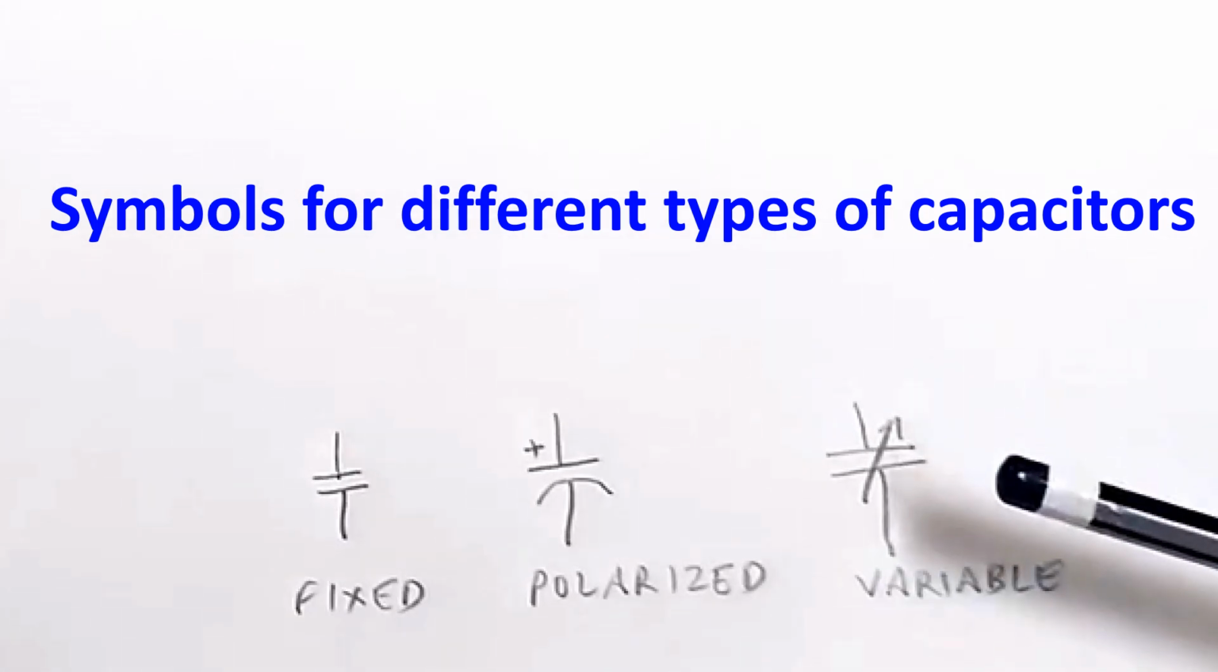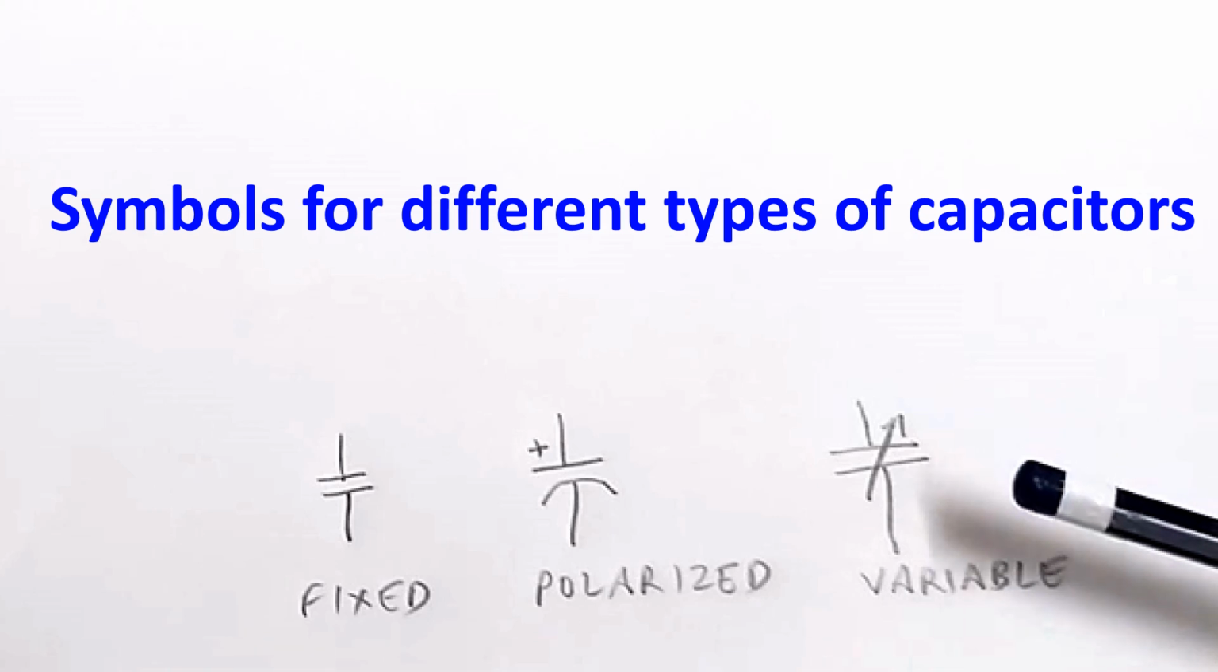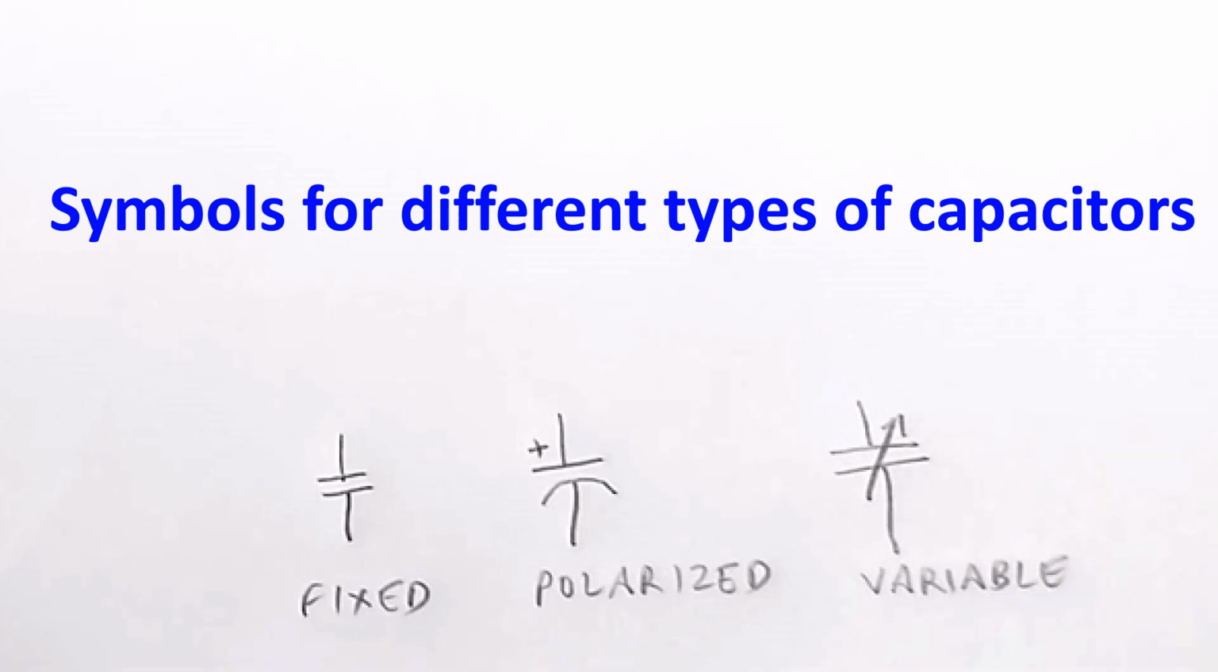And this is the symbol for a variable capacitance, mostly used in tuning, and sometimes there are presets also. You can use a screw to change the capacitance and then fix it like that. It will not be a tuning knob in some of the preset capacitors. They are usually smaller ones also.